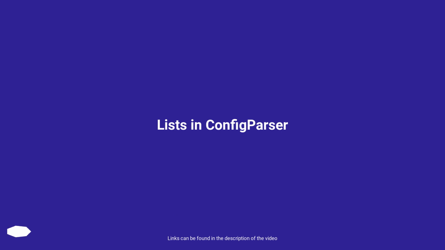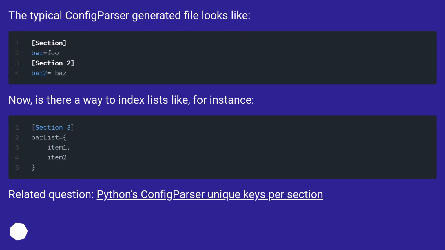Lists in ConfigParser. The typical ConfigParser generated file looks like. Now, is there a way to index lists like, for instance? Related question, Python's ConfigParser unique keys per section.